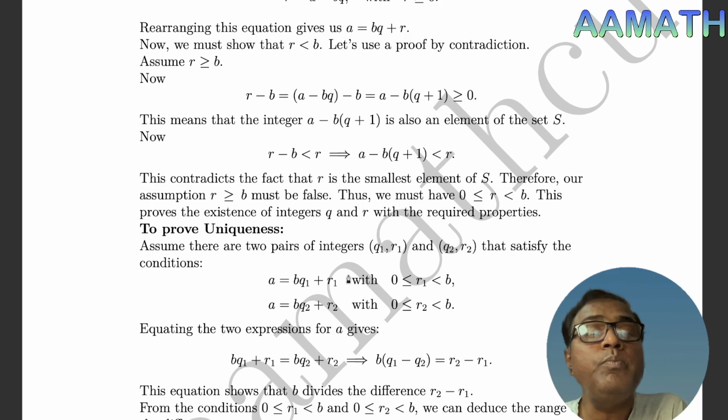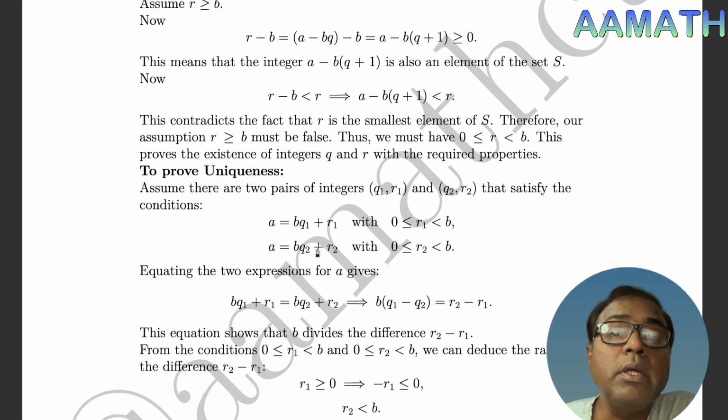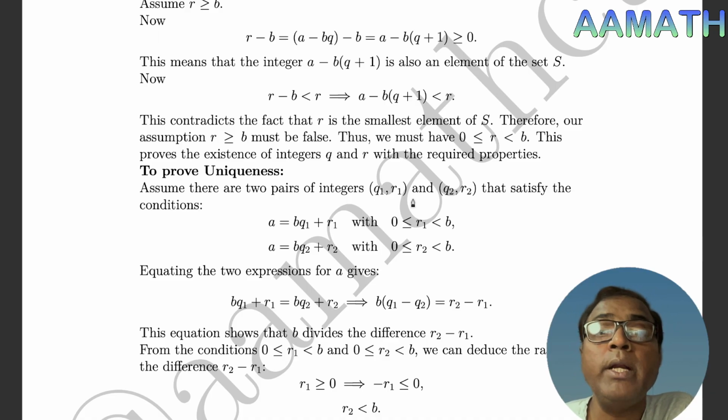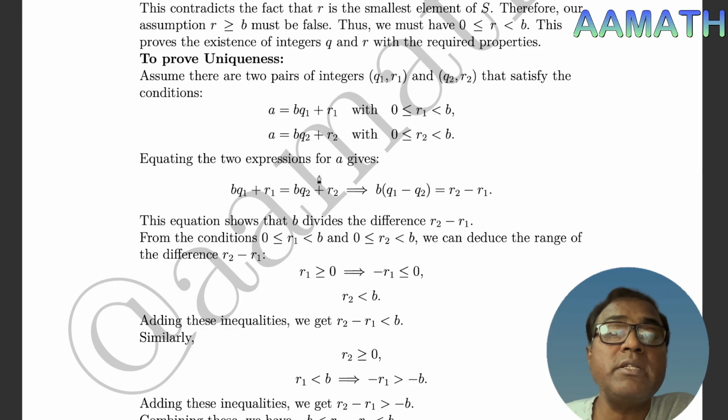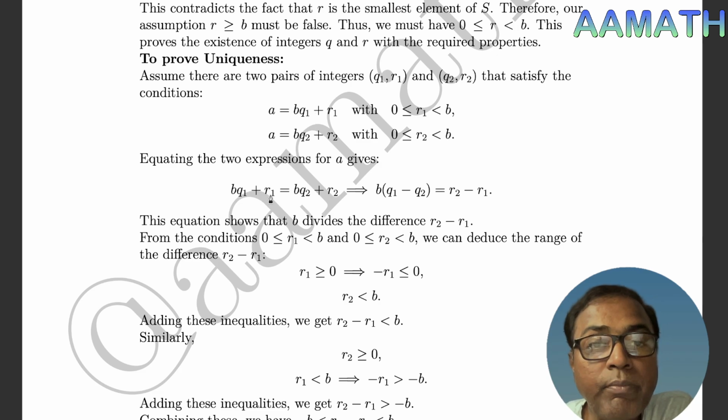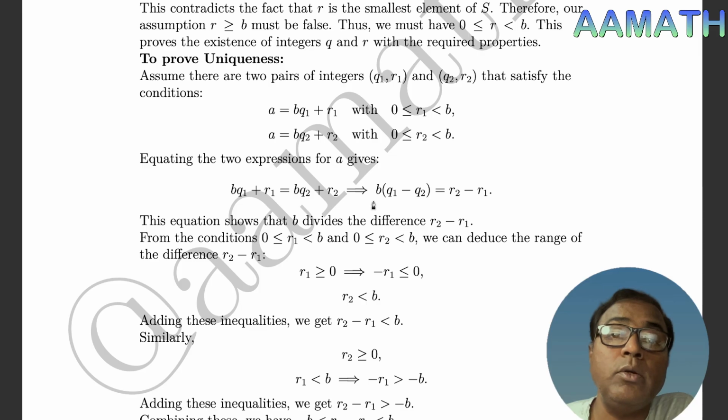Now we want to prove the uniqueness of Q and R. Assume that there exist two pairs, Q1, R1 and Q2, R2, satisfying the conditions A equal to BQ1 plus R1 with 0 less than or equal to R1 less than B, and A equal to BQ2 plus R2 with 0 less than or equal to R2 less than B. Equating the two expressions for A, we get BQ1 plus R1 equal to BQ2 plus R2. So this implies B(Q1 minus Q2) equal to R2 minus R1.